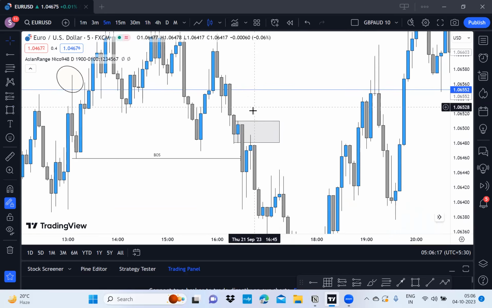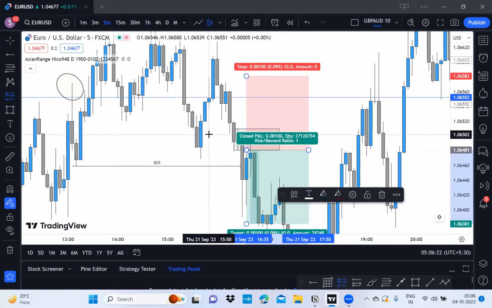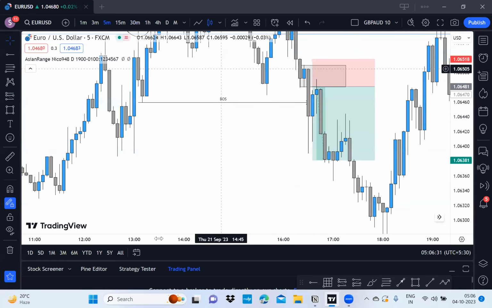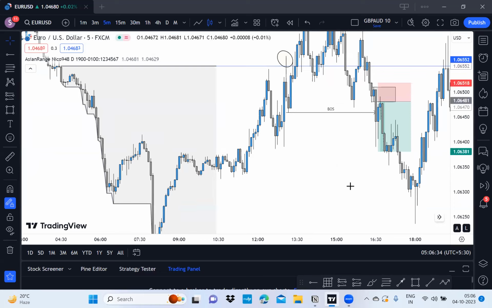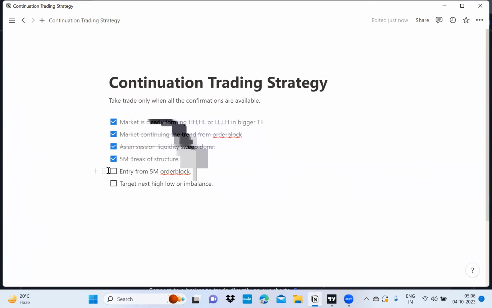From here we can enter and we can give some space to the stop loss. Let's say if I'm entering here and keeping my stop loss above this high, it will be very tight. I'll give it a bit of space here, and then I'll target the next imbalance or next low. So let's see what our checklist is showing. Entry from 5-minute order block is done. Next, target the next high, low or imbalance, anything we can target.